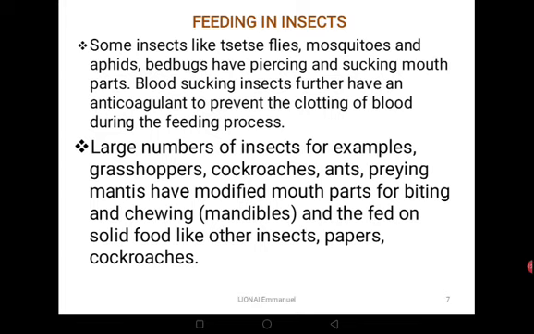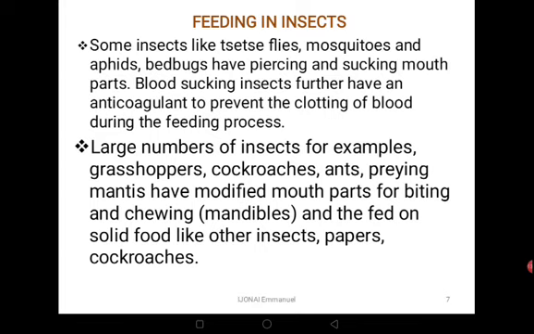At the same time, that anticoagulant also has a pain-killing capacity. It prevents you from feeling pain. So you actually feel pain after the feeding has taken place. After the mosquito has sucked your blood, then you feel pain. So sometimes you hit that part thinking that you are killing the mosquito. It has already gone away, simply because the time it was feeding, you were not feeling the pain.